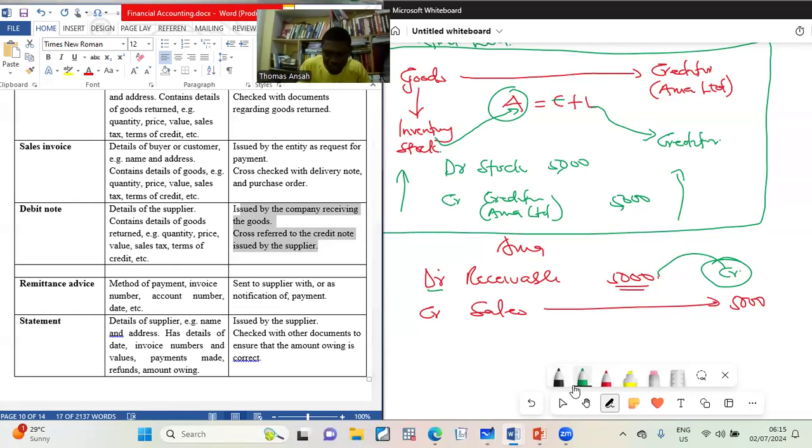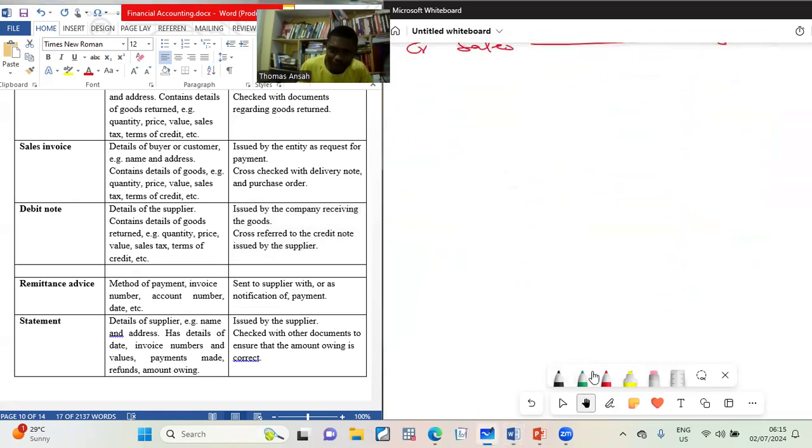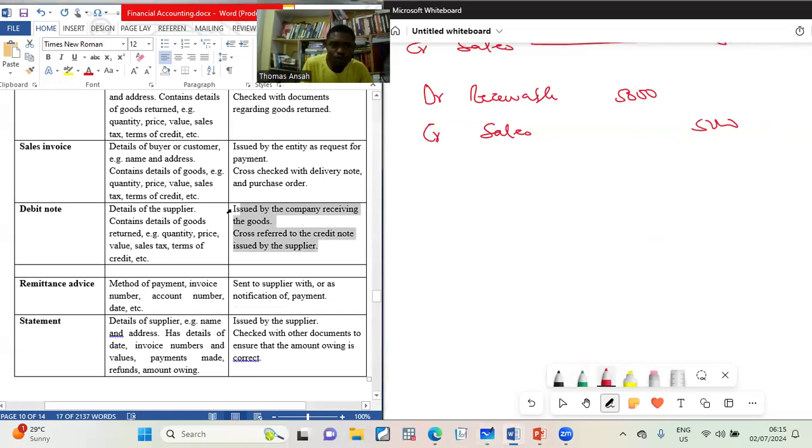So now, if I sell, like this time I sold to a customer on credit, it means I will do receivables, like AMA Limited, then I will do a credit. The credit is my sales. So let's say here is 5,000. When I sold, somebody was supposed to receive the goods. I have sold, the person is supposed to receive, and when he receives, I give the person an invoice and I do this.